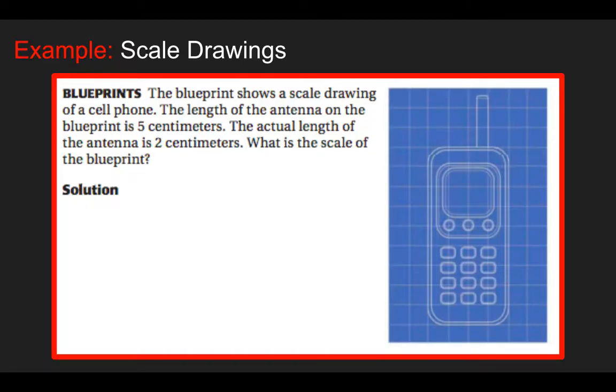Okay, let's take a look at this example. The blueprint shows a scale drawing of a cell phone. An old cell phone, obviously. The length of the antenna on the blueprint is 5 centimeters. The actual length of the antenna is 2 centimeters. What is the scale of the blueprint?